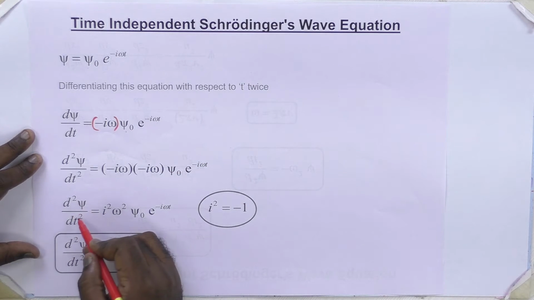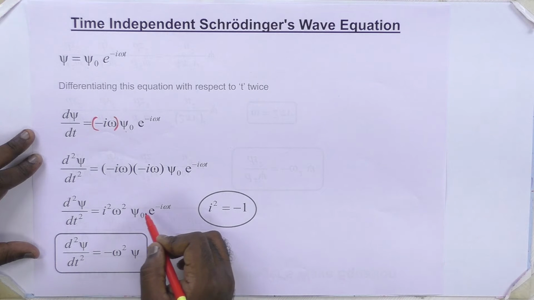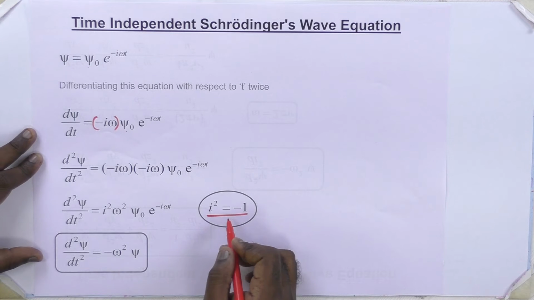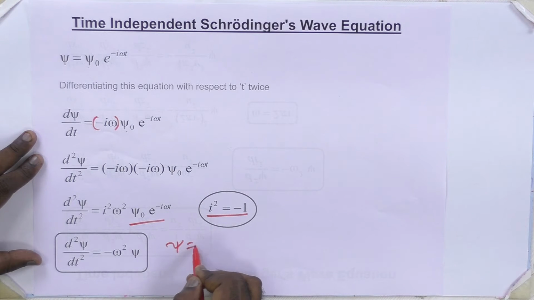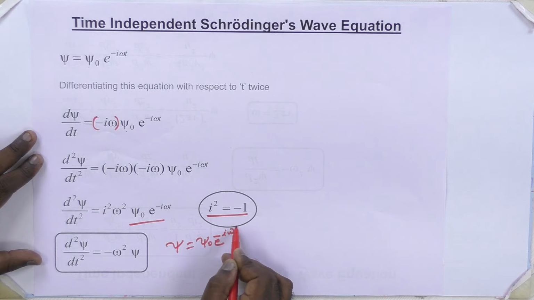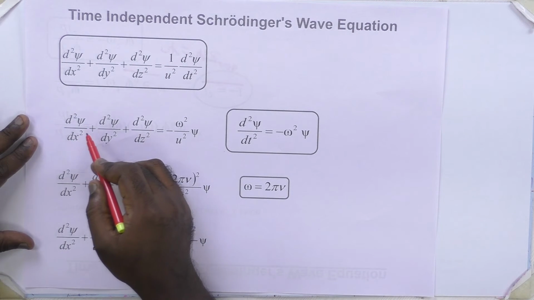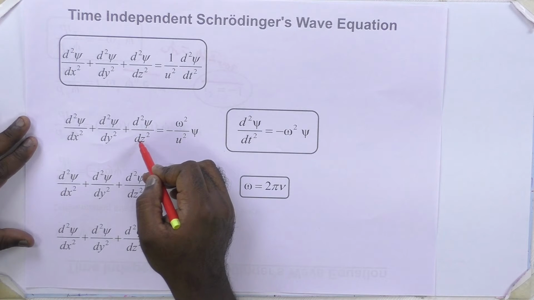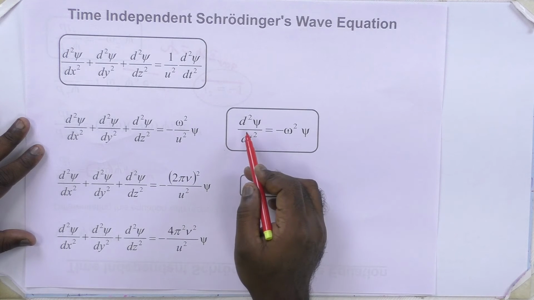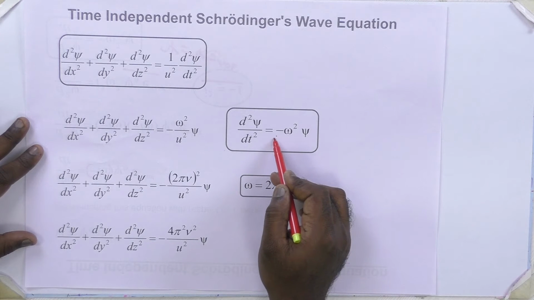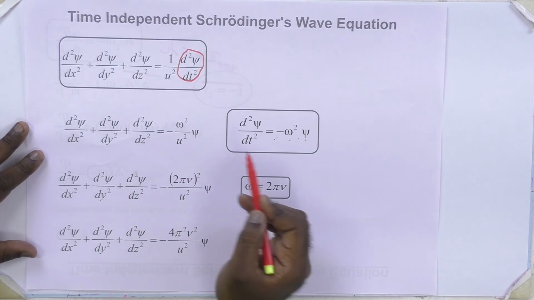So d²ψ/dt² is equal to i² omega² psi naught e to the power minus i omega t. We know that i² is minus 1, so d²ψ/dt² is equal to minus omega² times psi, since psi is equal to psi naught into e to the power minus i omega t. Now substitute in this wave equation: d²ψ/dx² plus d²ψ/dy² plus d²ψ/dz² is equal to minus omega² by u² into psi. We have derived d²ψ/dt² equal to minus omega² psi, so we substitute it here.